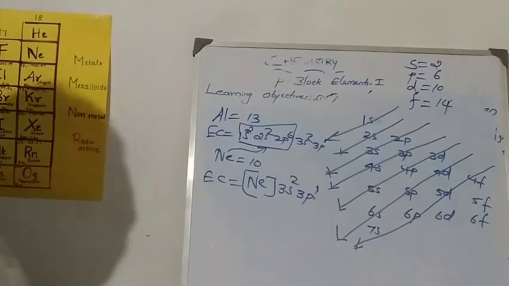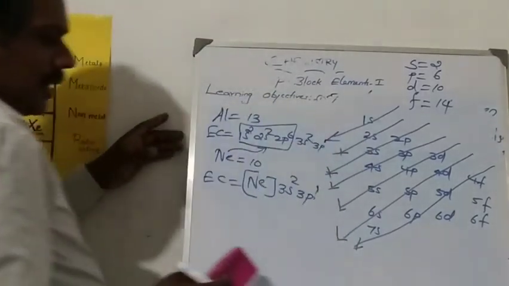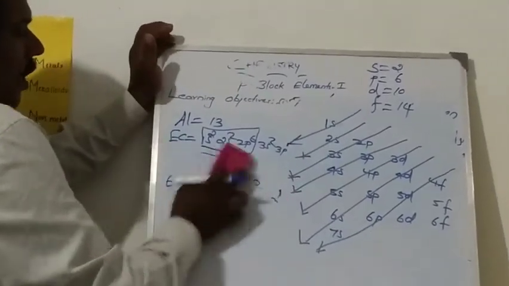Okay. Next we can take one more practice, that is gallium. Gallium, the atomic number is 31.